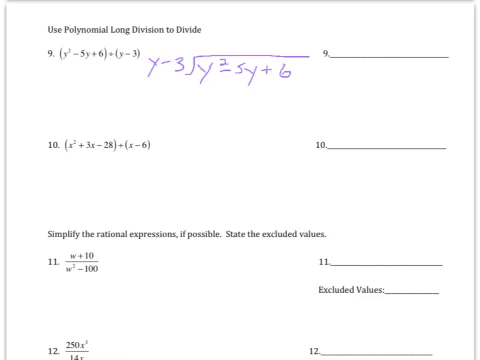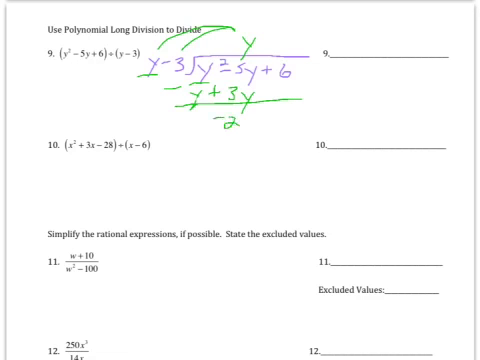So what we want to ask ourselves is, what do I need to multiply y by to get y squared? And that is a y. And we want to take y and write it above the 5y. Then we take this y and distribute it to both the y and the negative 3. So we get y squared minus 3y. Now we need to change the signs and add these together.